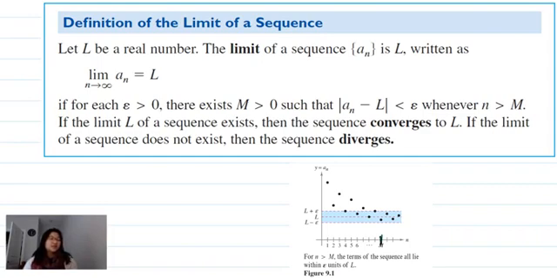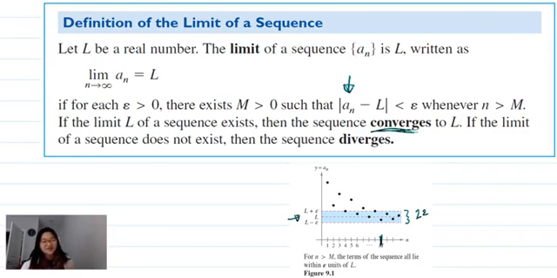such that for any of your a sub n terms minus your L, your limit, so we make this epsilon sized, or this 2 epsilon sized band, because that's the height of that band is 2 epsilon. As long as you're picking a number big enough, you're going to get arbitrarily close to your number L. And if we do have a limit for our sequence, then we say that sequence converges.